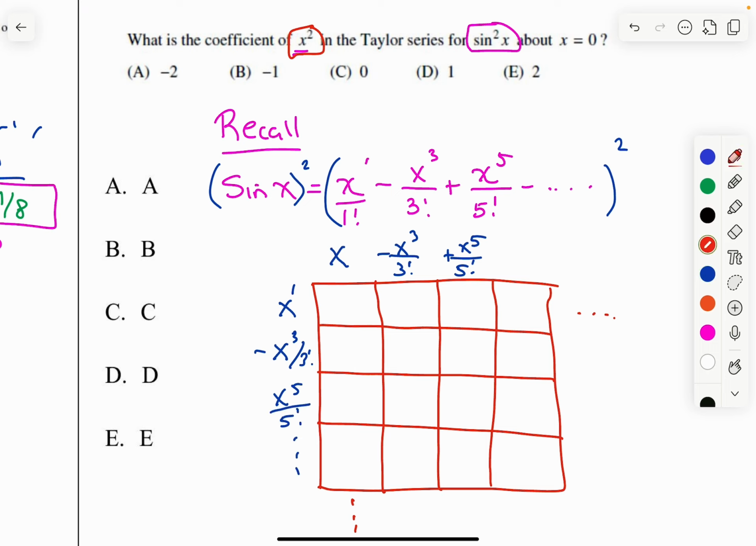Now just go box by box. Look, there's an x squared, and no other box is going to produce an x squared term. So the answer is D. This is the only thing that's going to produce an x squared term.